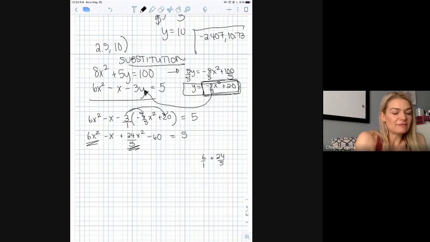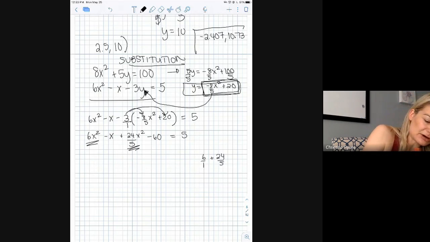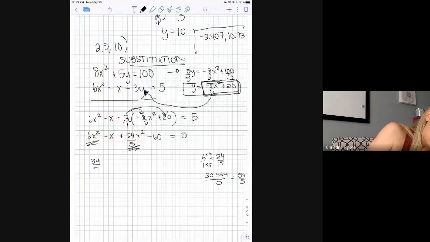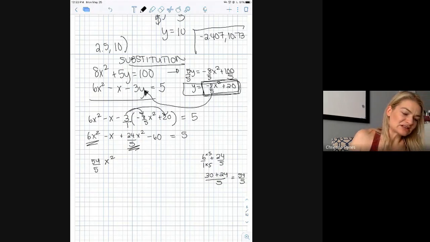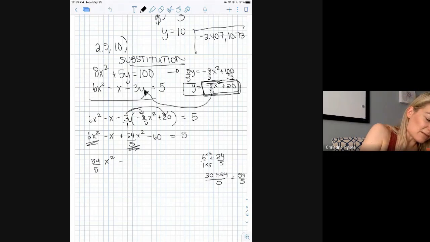So whenever we add fractions, we need to get common denominators. So you're going to multiply this by 5 to get 30 plus 24 over common 5. So 30 plus 24 is 54 over 5, and that's what you're going to have in front of x squared. So that's joining those two like terms. And then we have a minus x, and then finally we have minus 60, and we're going to have to subtract 5 from that because we're moving everything to the left side of the equation.